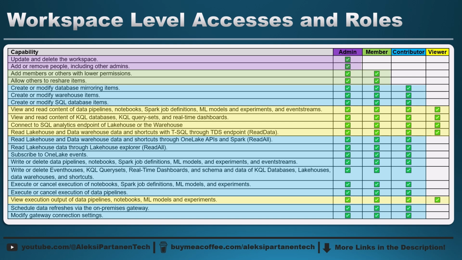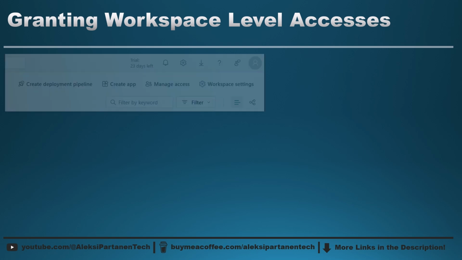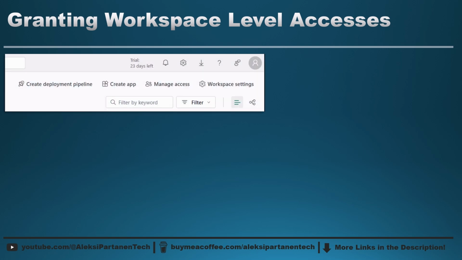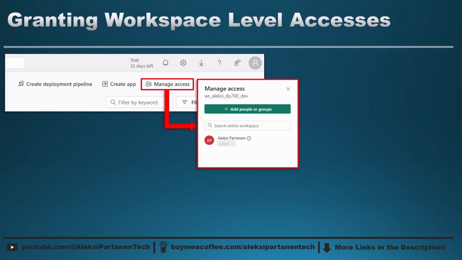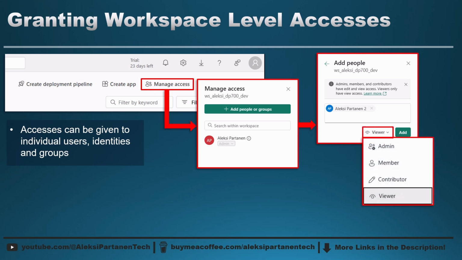On this slide, I will walk you through quickly how to give these different workspace level accesses. The easiest way is to open up a workspace, and then on the top right corner you can see this Manage Access button. Then click that, which will then open up the Manage Access tab. And there you can add more people or groups and also identities like service principals to that workspace to different roles that we covered on the previous slide.